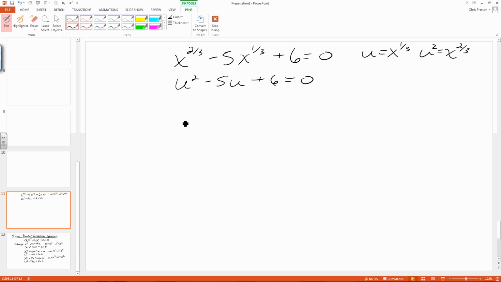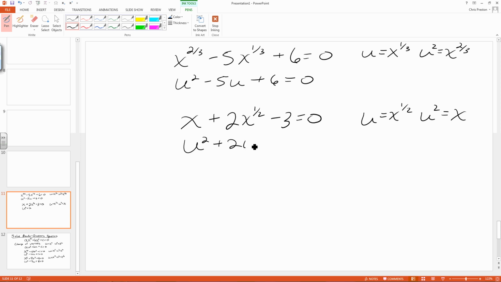Probably the trickiest one with fractional exponents might be something more along the lines of x plus 2x to the 1/2 minus 3 equals 0. So u would be x to the 1/2. U squared, if you square this, you multiply the exponents, 1/2 of 2 is 1, so this would be x. So this is actually u squared plus 2u minus 3. So sometimes that throws people off when they're thinking, what's this first one? Is it double the middle one? Yeah, 1 is double 1/2.